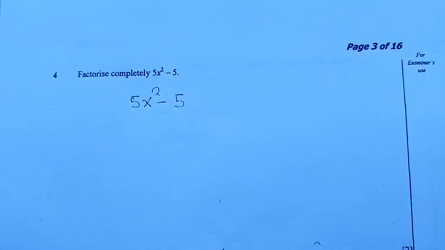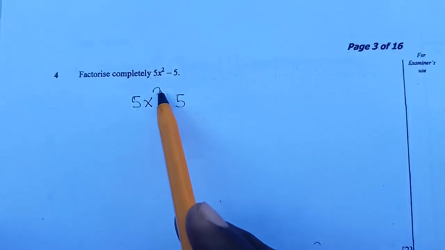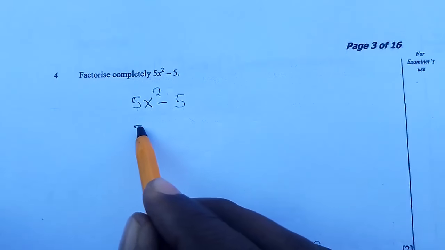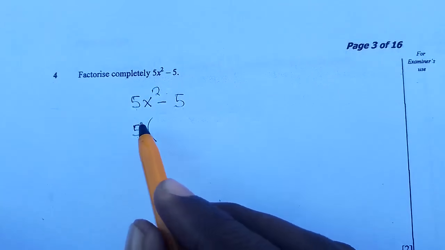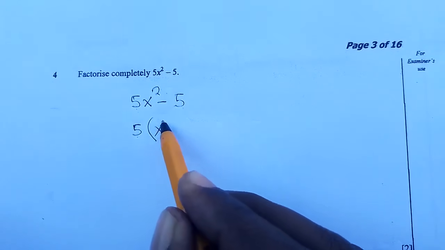You are told to factorize. So how do you factorize this? You first deal with the numbers. Which number can go into 5x squared and 5? It is the same 5. So you say 5 can go there. Say 5 open bracket. 5 into 5x squared, 5 cancelled. You're going to have x squared.